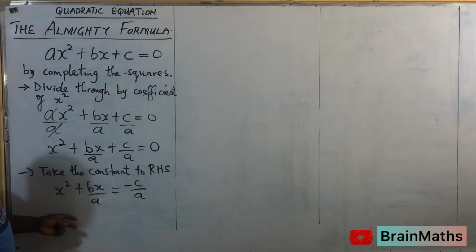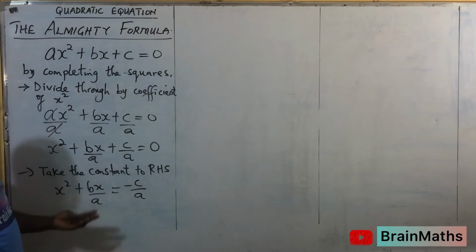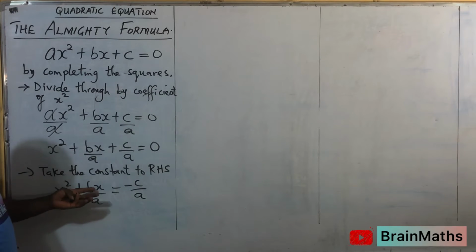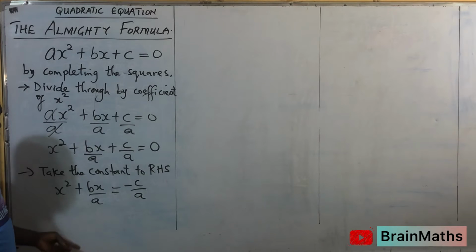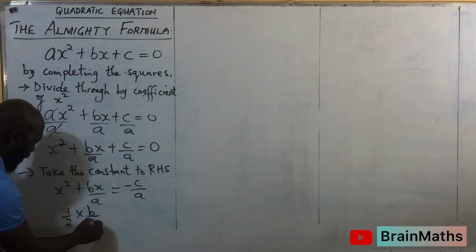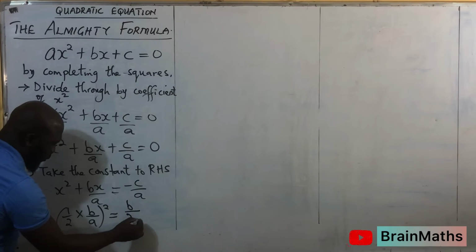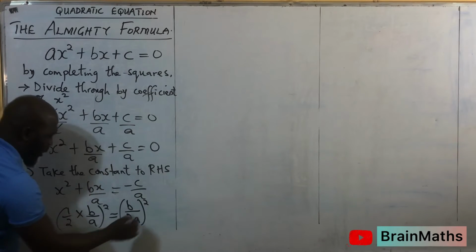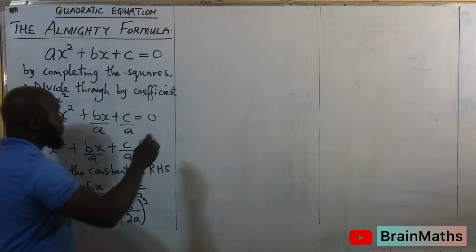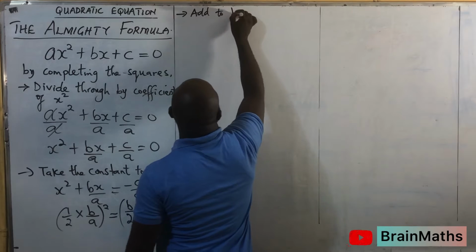And step 3 is to find half of the coefficient of x and square it. Looking at this, the coefficient of x here is b over a. So we are going to find half of that and then the square of it. So we say 1 over 2 times b over a, all squared. So this is going to give us 1 times b, 2 times a, that is b over 2a, all squared. And this will be added to both sides.